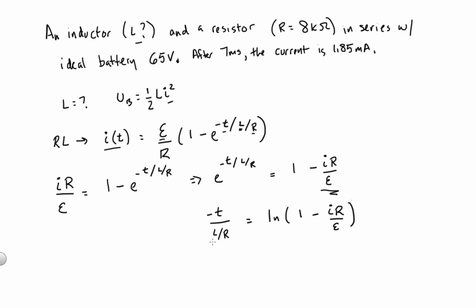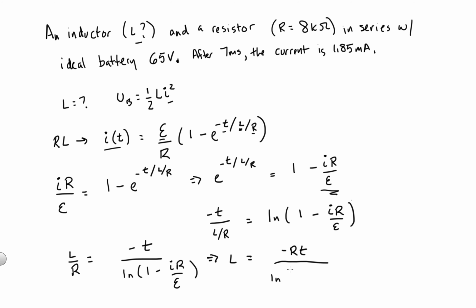And we want to solve this for L. And so let's begin to get L by itself. L over R is going to be minus t divided by the natural log of the quantity 1 minus I R over epsilon, or over our EMF. And then finally, we can get L by itself. L is minus our product of our time times our resistance over this natural log.